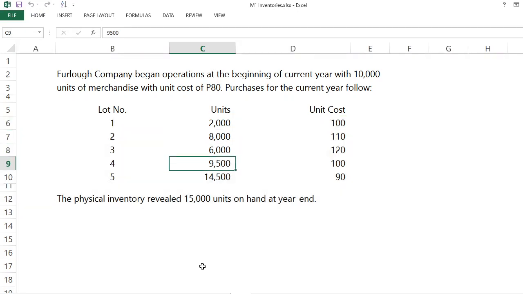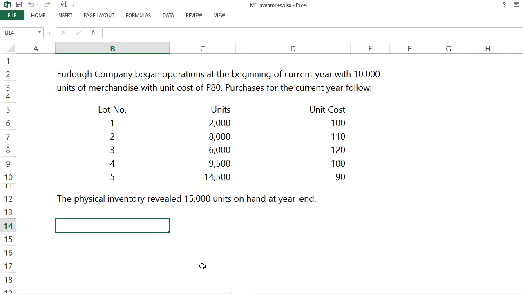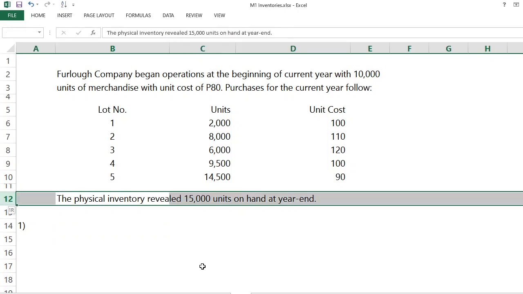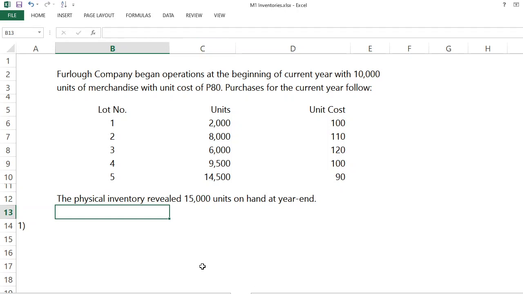So, first, we're going to use the FIFO method. Please bear with me because I did not make a format for the computation. That's why I want your calculators with you so we can compute together. So, the first thing we will solve is the ending inventory. Okay? The cost of the inventory remaining at the end of the year. And you don't need to think too much because it's given. The physical inventory revealed 15,000 on hand at year end. So, simple, 15,000 units remain.